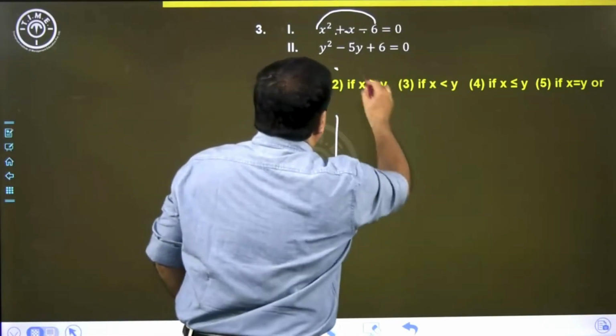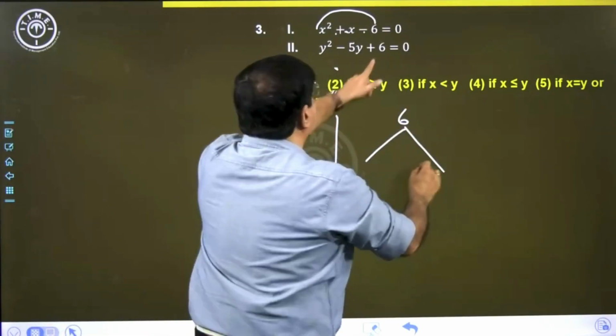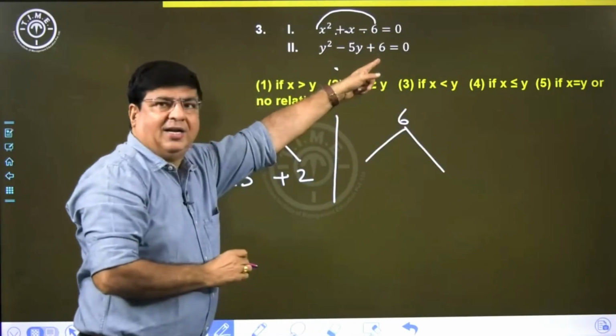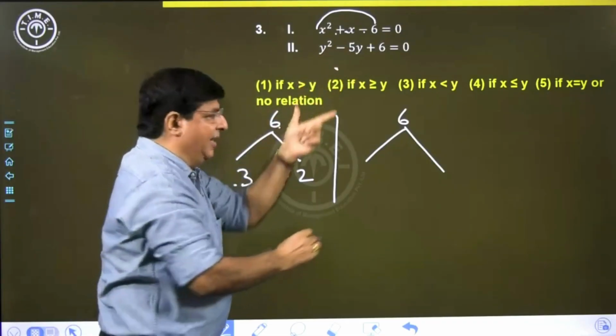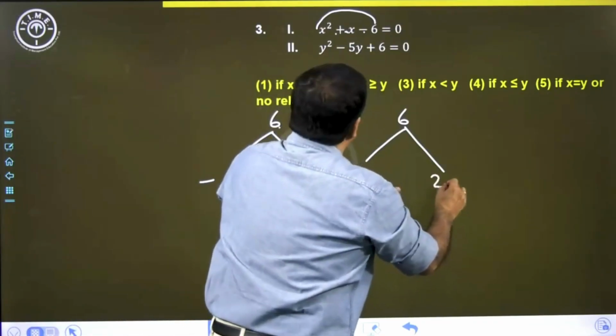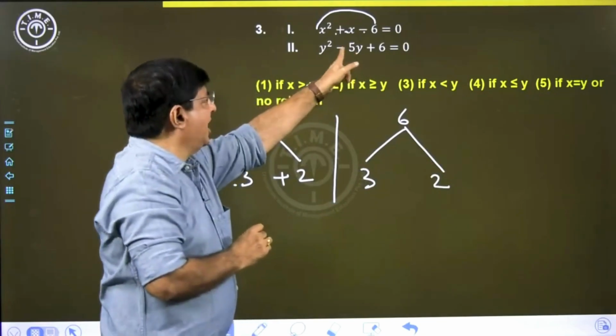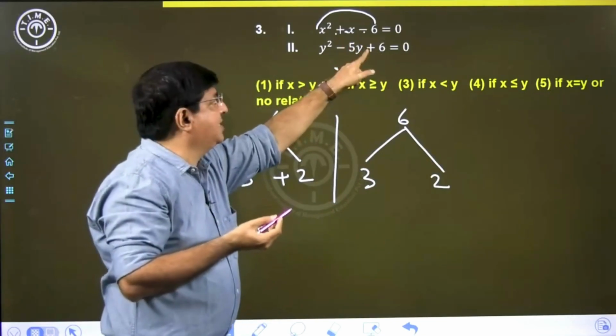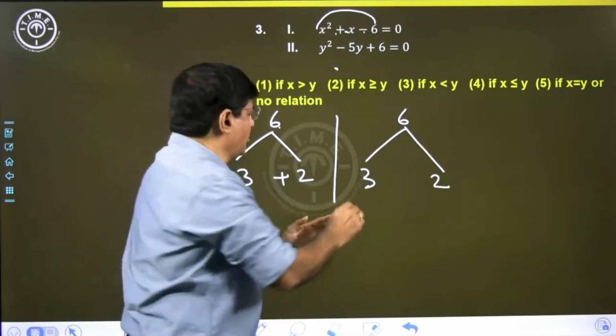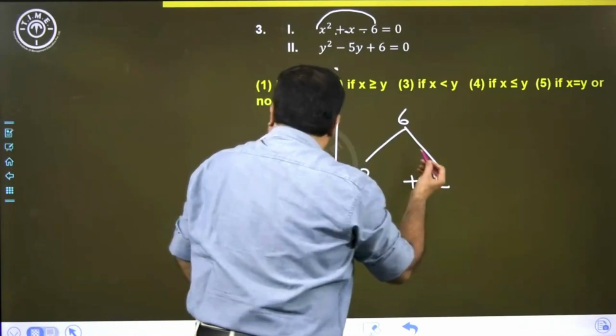Next, second one. Again there is a 6 here. Sign of 6 is plus. Two numbers whose product is 6 and sum is 5. 3 and 2. Minus and plus. Sign in the equation minus and plus. What will be the sign of the roots? Both will be plus. Now let us compare.